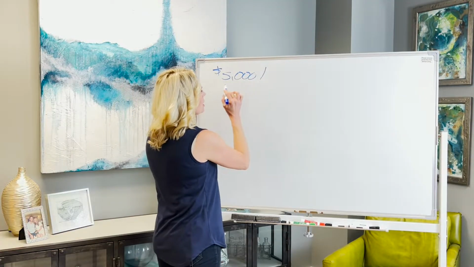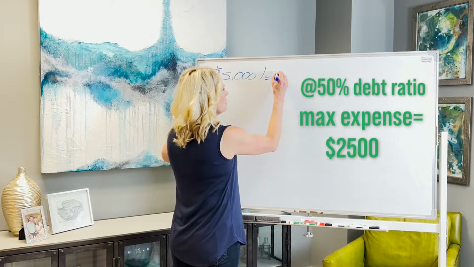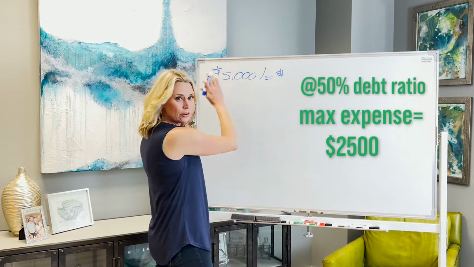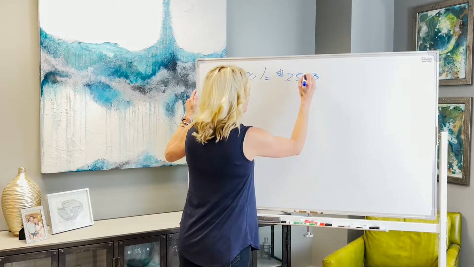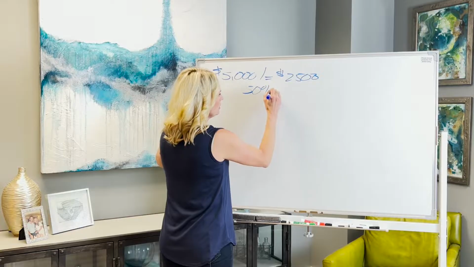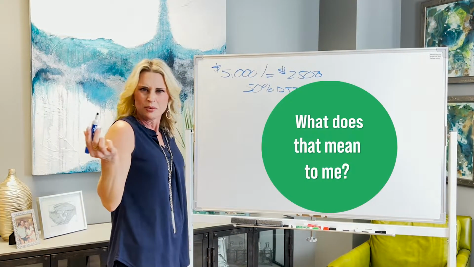Now, I want you to think that at a 50% debt ratio, the maximum that all of that buyer's expenses can be is $2,500, all right? So that's at a 50% debt to income ratio, right? So now, what does that really mean to you?